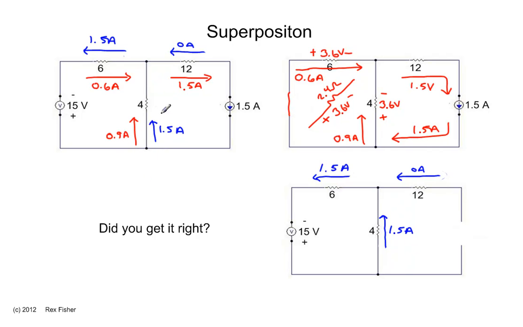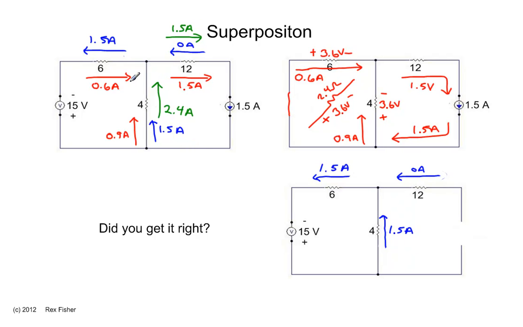1.5 amps plus 0.9 amps is 2.4 amps. 1.5 amps flowing this way minus 0 amps flowing that way means that we really have 1.5 amps flowing from left to right.